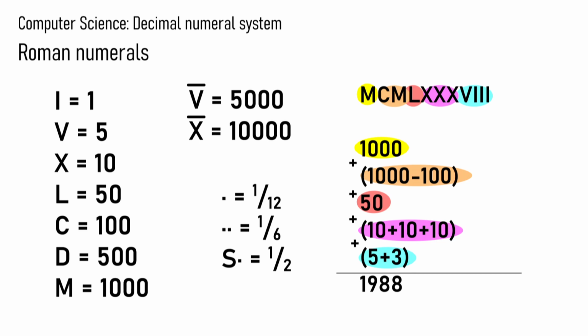For example, here's the number 1988. Since you cannot put more than 3 identical letters in a row, the maximum number that can be written in Roman numerals is 3999. To write larger numbers, the Romans did it this way. The dash above the letter meant 1000. The letter V with a dash meant 5000. Ways were also found to write common fractions, such as 1/2, 1/6, 1/12, but it was still inconvenient.